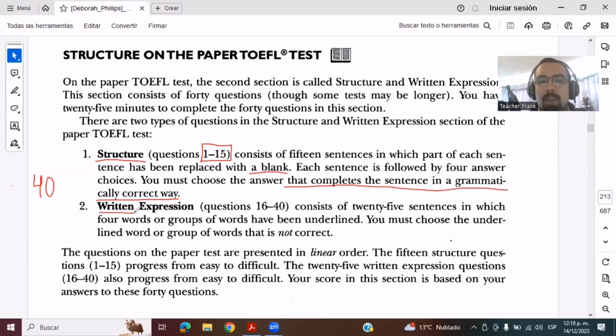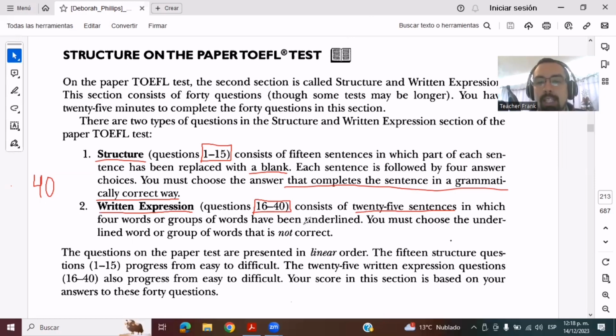Now, in written expression, they try to test you in questions 16 to 40. Here we have most of the questions. And what they try to do is test you on your written expression. So they try to see if you know how to write in English, right? And you have 25 sentences, basically, right? And sometimes they are words or they are a group of words, right?